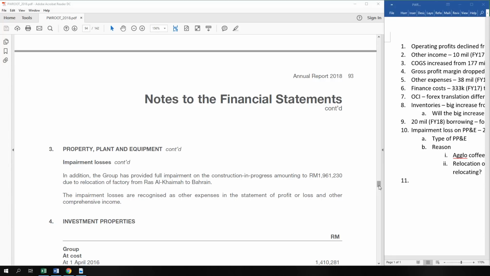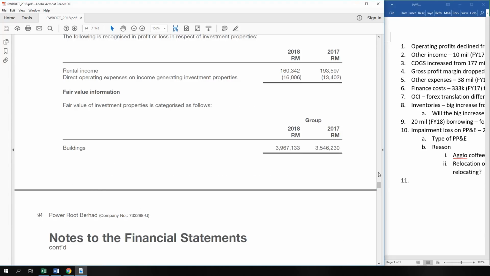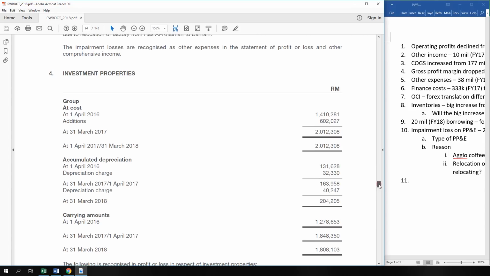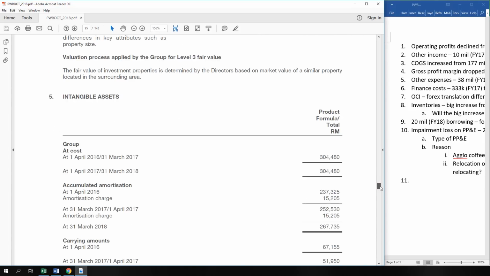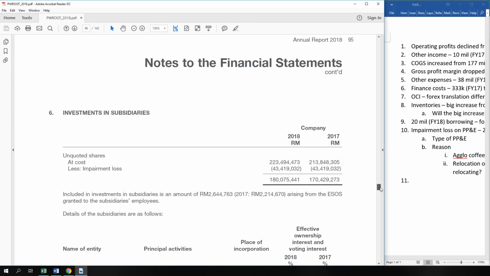Let's move on. Investment properties. Can skip. Intangible asset, not a big amount. Let's skip. Investments in subsidiaries.